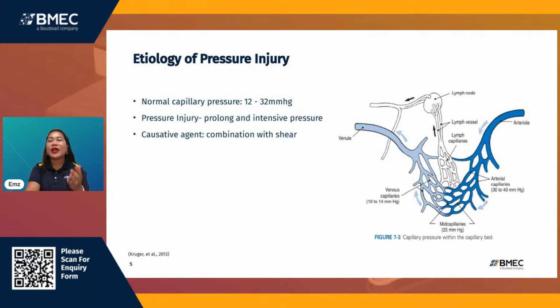This is how a pressure injury can occur. When the normal capillary, we say that there's a pressure of 12 to 32 mmHg. Okay? And if there is a prolonged intensive pressure on the arteries and blood vessels with a causative agent of the combination of shear forces, the pressure injury can occur. There is an increased chance of pressure injury.